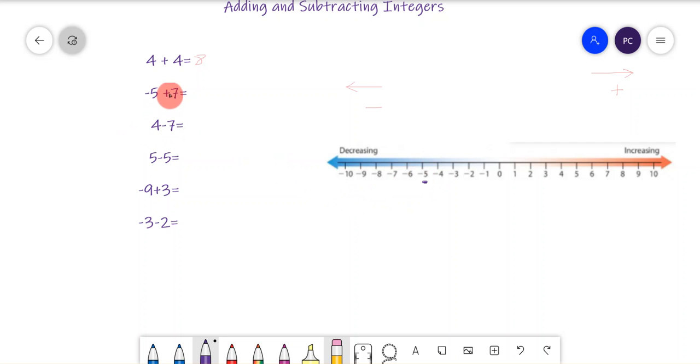The second number and sign tell us which way we move, left or right from that position. In this case, it's positive, so we're going to be moving this way on the number line, and we're going to move 7 places. We start off on negative 5, so we go 1, 2, 3, 4, 5, 6, 7, and we end up here on positive 2. Therefore, negative 5 plus 7 equals 2.